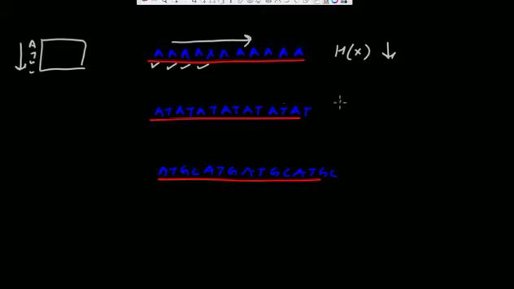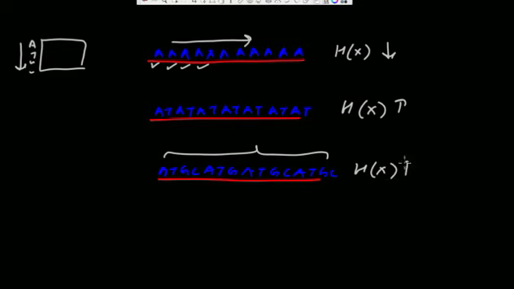Here there are two animals present, so Hx is going to be relatively higher, and in this case all four are present, so this is going to be max, right? This is very high. Basically this is max given the four variables. This will be the max entropy.